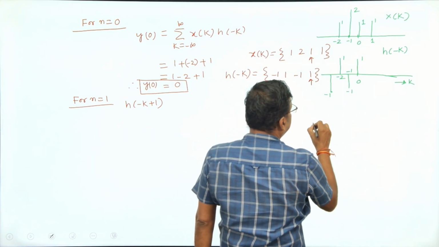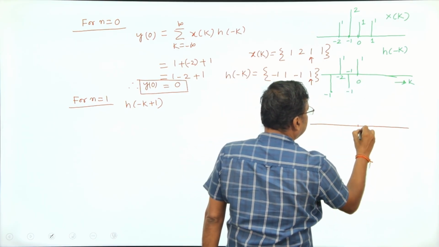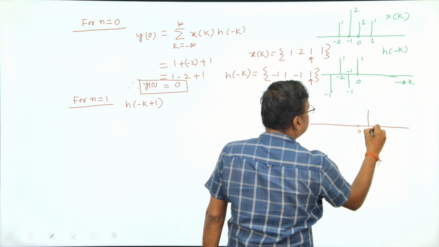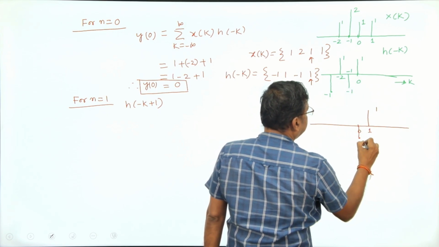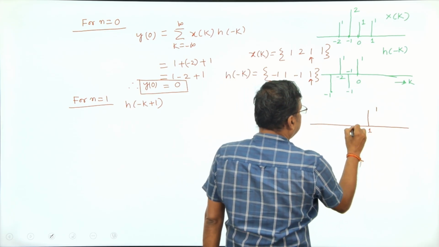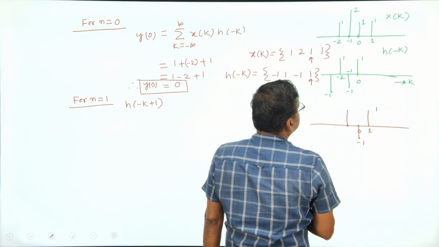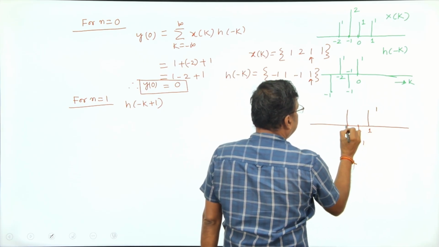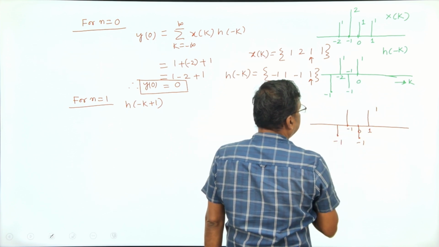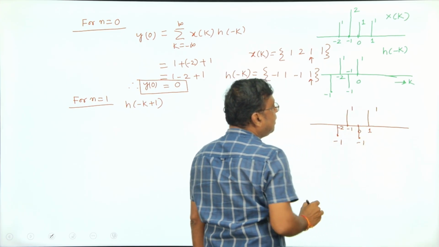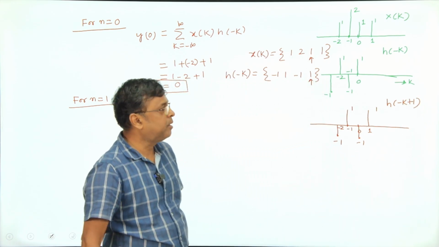This is your h of minus k. If you have to find h of minus k plus 1, whatever 0 comes to, this is your 0, comes to 1, this is your 1. Whatever minus 1 comes to 0, that is simply minus 1. Whatever minus 2, this is your minus 1, that is 1. Minus 3, this is your minus 1, then minus 2, this is your minus 1. This is your minus 2. This is nothing but h of minus k plus 1.